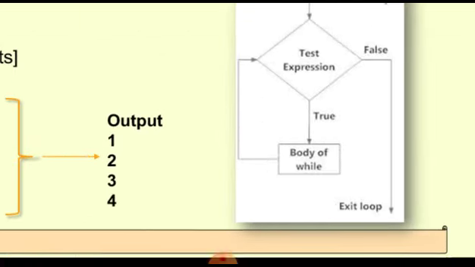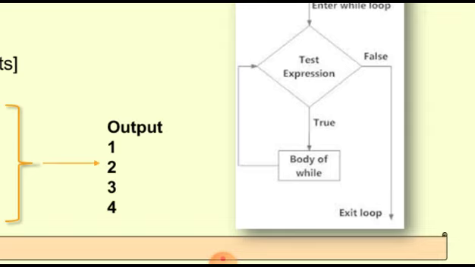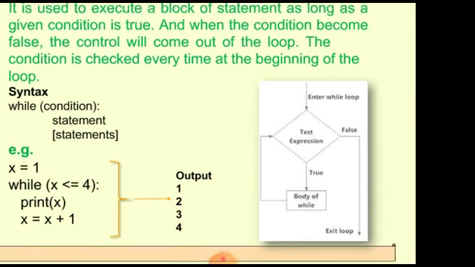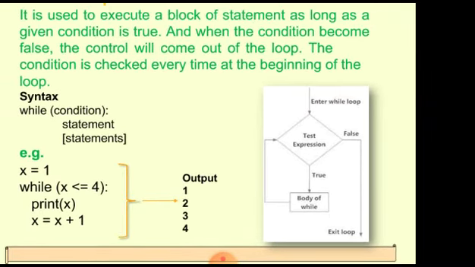All of you can understand the flowchart very well. The same thing has been described in the example also. Okay, see the flowchart, what is there, a test expression is there. If it is false, then the loop will be exited. If it is true, then what will happen, the loop body will execute.